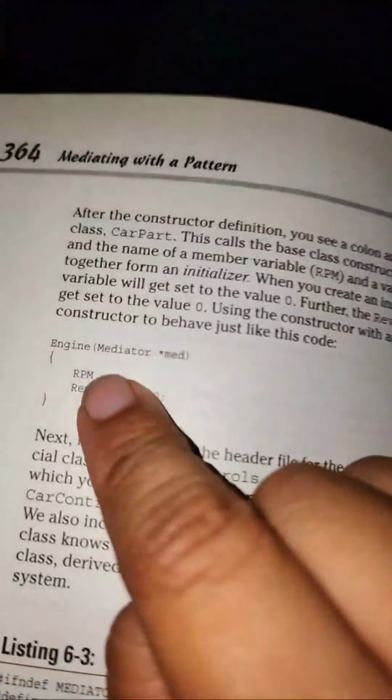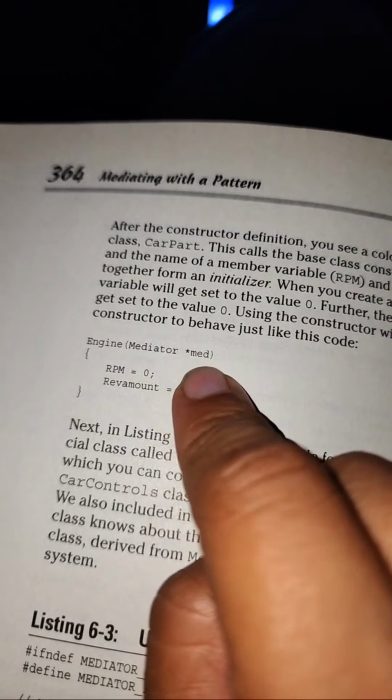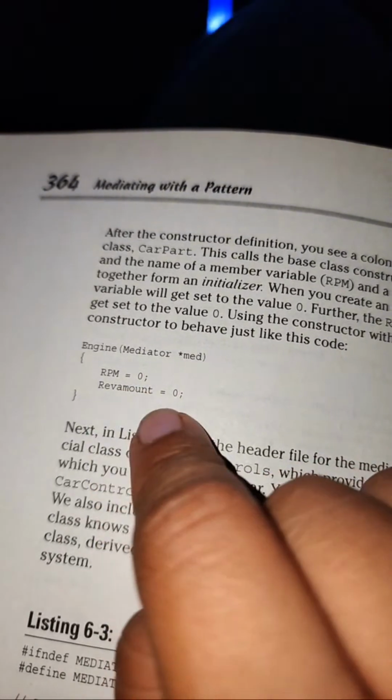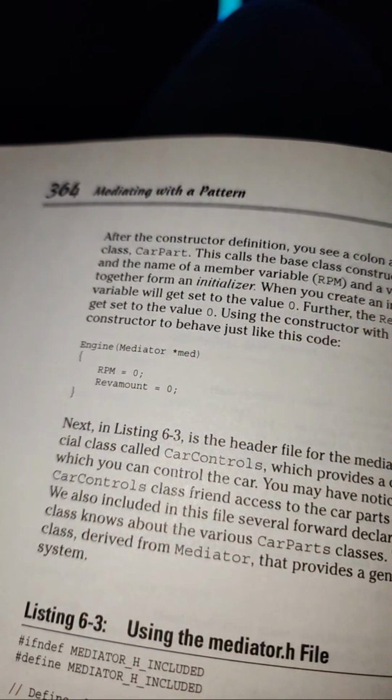Using the constructor with an initializer causes the constructor to behave just like this code. And that's the code. It's like this: Engine(Mediator* med), RPM equals 0, rev amount equals 0. So that's what they're talking about.